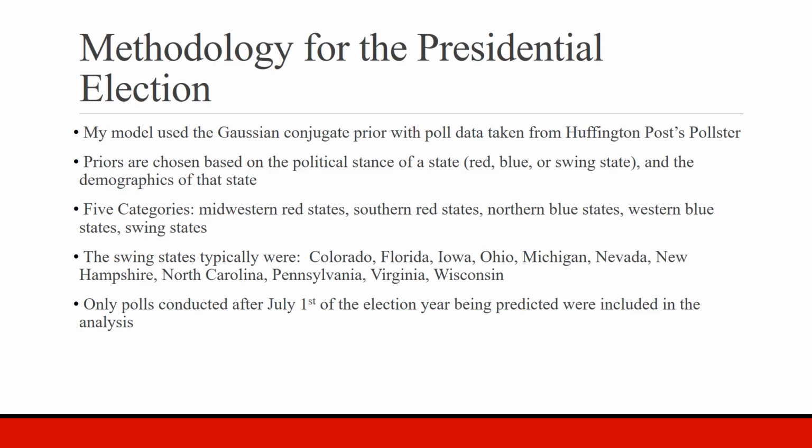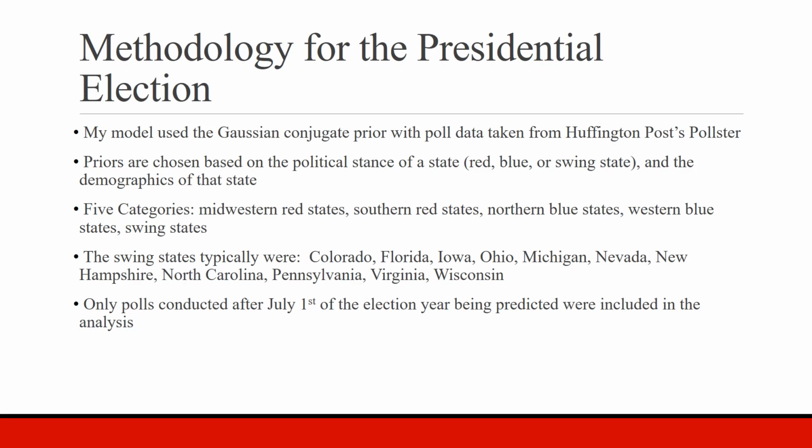My model used a Gaussian conjugate prior with poll data taken from Huffington Post pollster. Priors were chosen based on the political stance of a state, whether it was a red, blue, or swing state, and the demographics of that state. I had 5 different categories that each had a different prior. If it was a red or a blue state, it used another state, and if it was swing states used national polls.